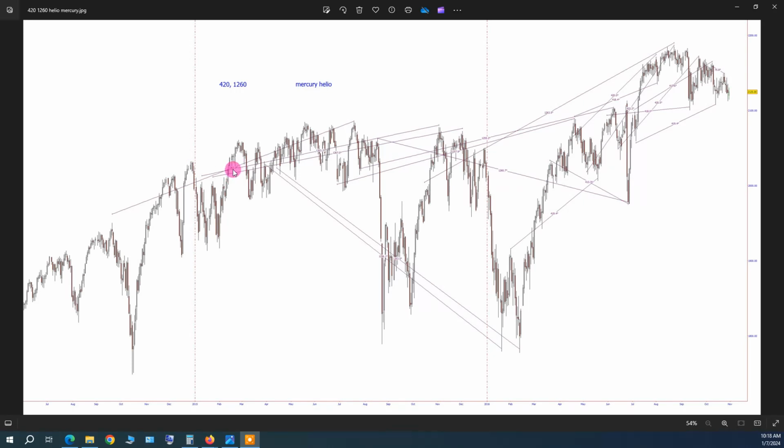You can see the 1260 measurements and then the 420 measurements over here. So again, you can pause the video to look at those charts. Then I have one more long-term Mercury projection to show here.